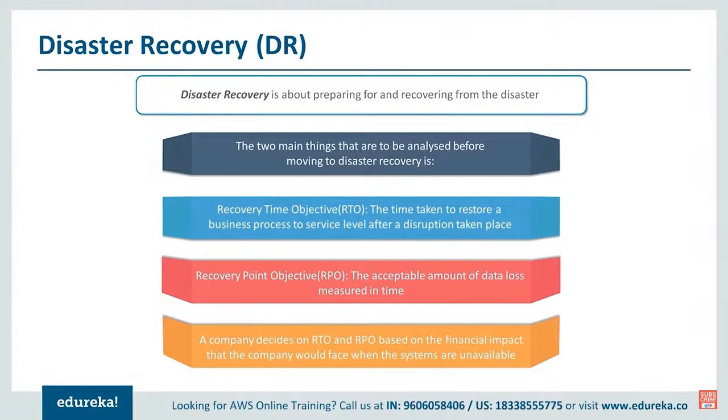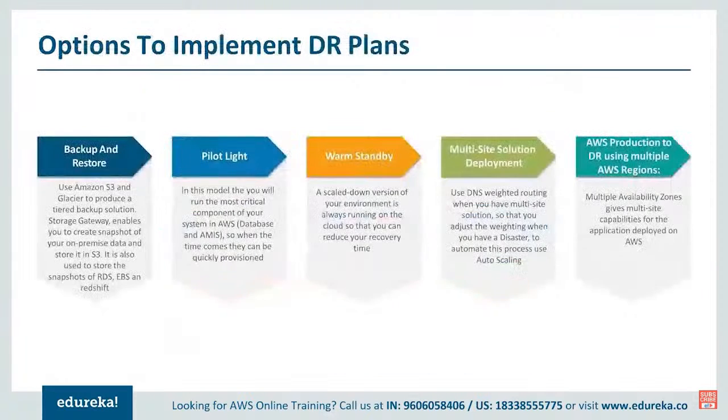So both these RTOs and RPOs are based on the financial impact that the company would face when these systems are unavailable. So there are various methods that you can implement your DR plans. Again, eventually it boils down to what are the RTOs and RPOs your organization has committed. The simplest of all is backup and restore. So I, as a customer, have very liberal RTOs and RPOs. I take periodic backups, let's say once in a day or twice in a day. And my strategy is backup and restore.